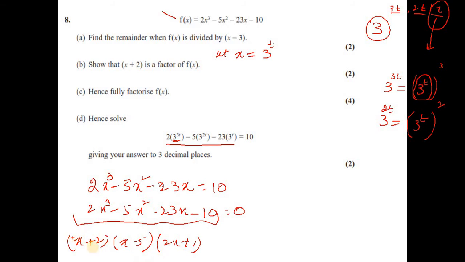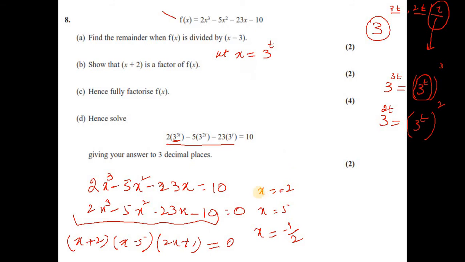So I can find three different values of x from these factors equal to 0. So I can say that I have x equal to minus 2, x equal to 5, and then x is equal to minus 1 over 2. So now I have the values of x, so I can figure out the value of t.